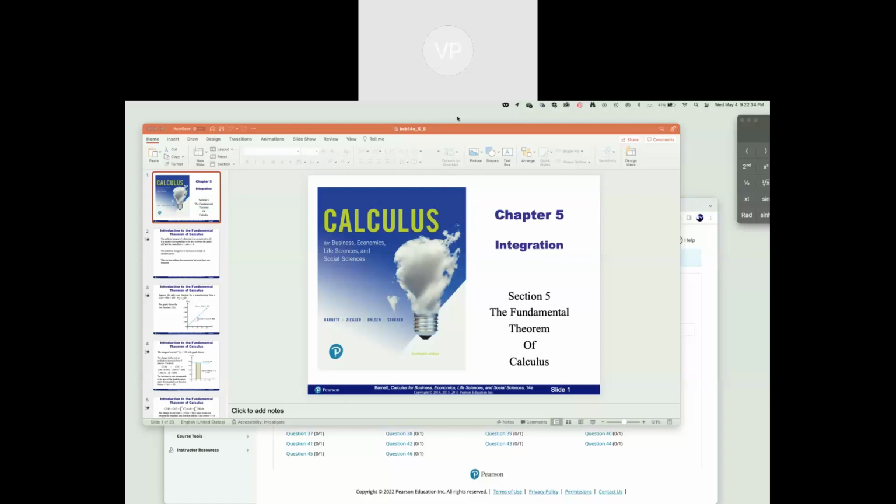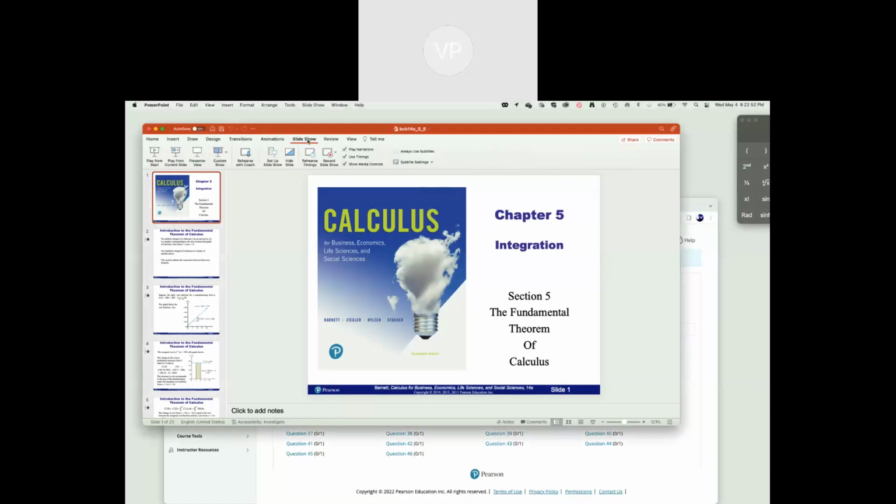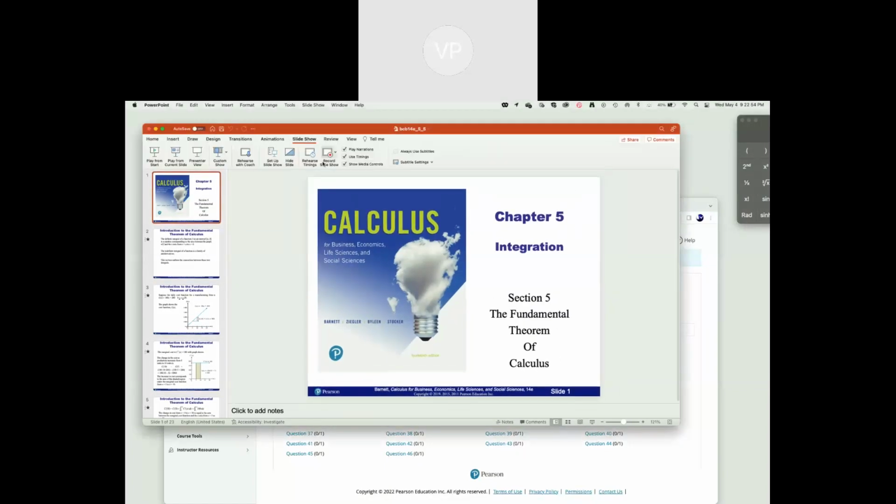All right, for our last lecture here, we have section 5 out of chapter 5. And you can see this is more integration. We're using this fundamental theorem of calculus. And I sort of talked about that a little bit in the last video. So I'm going to run down some examples, do a number of the homework problems, see how you're doing on this.